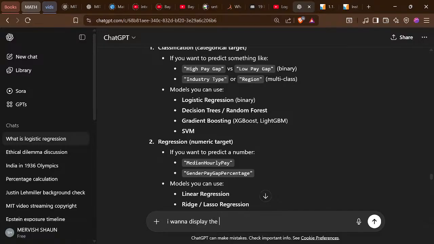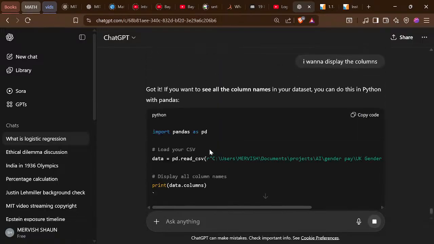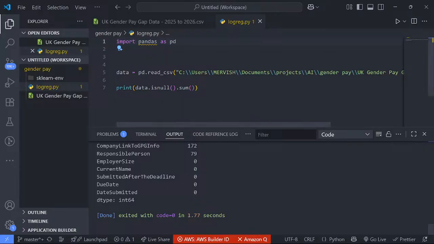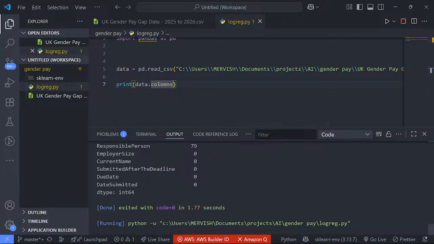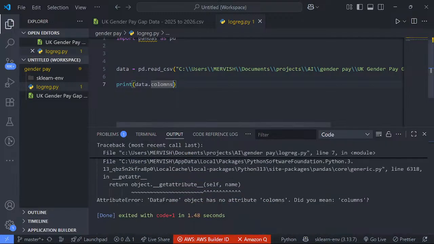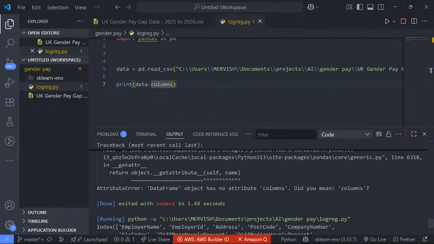Display. I want to display the columns. Simple as that. Too many restrictions, bro. I'm telling you.